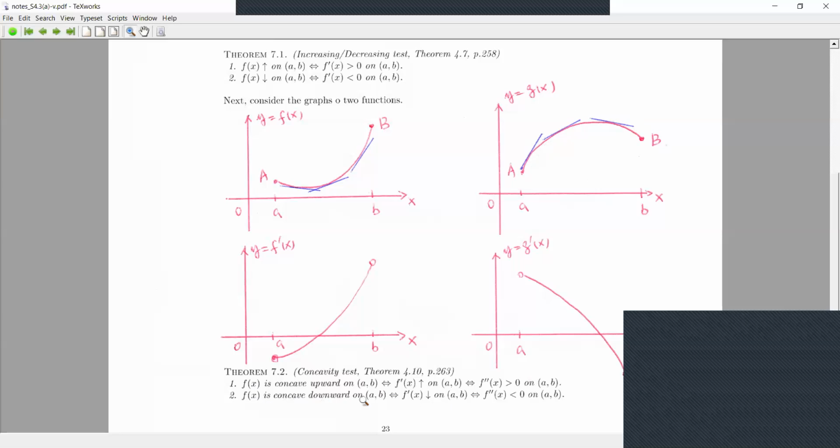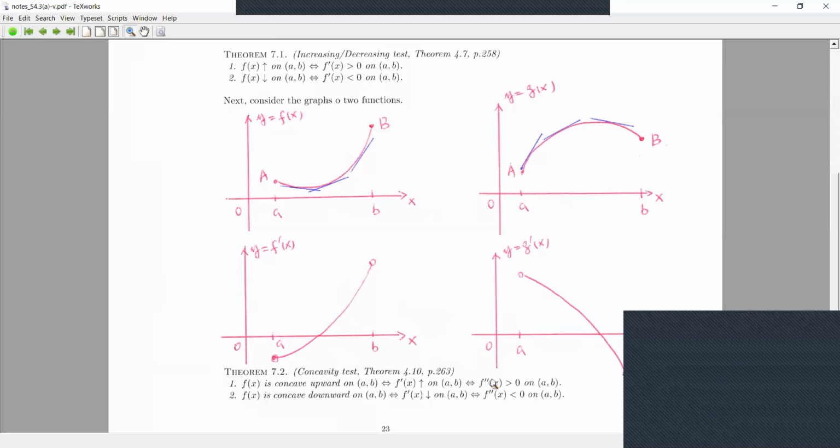So in summary, a function is increasing if and only if the derivative is greater than 0. A function is decreasing if and only if the derivative is less than 0. So the first derivative controls increasing and decreasing.